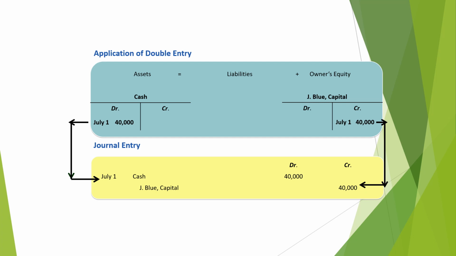Equity is on the right-hand side of the equation, and we want that to increase, and so it goes up on the right, so we're going to credit it. That's how we show it in the accounting equation.